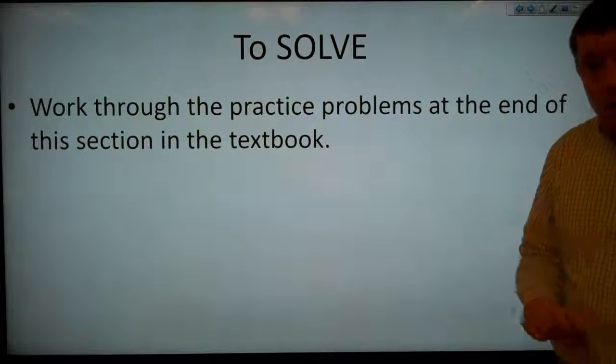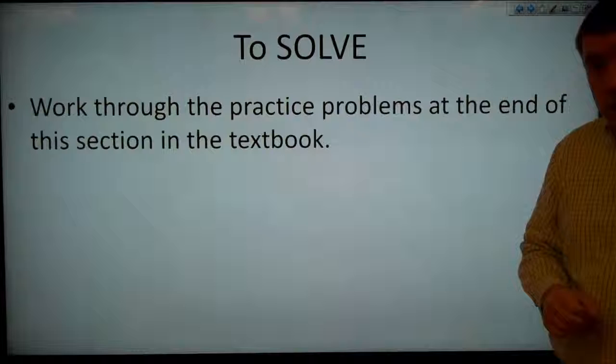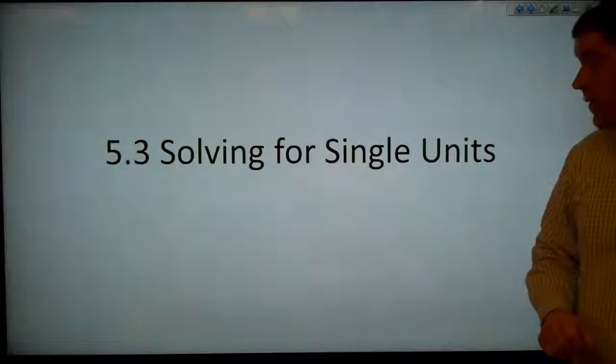So using this method, then work through the practice problems at the end of this section in the textbook. And that was solving for single units.